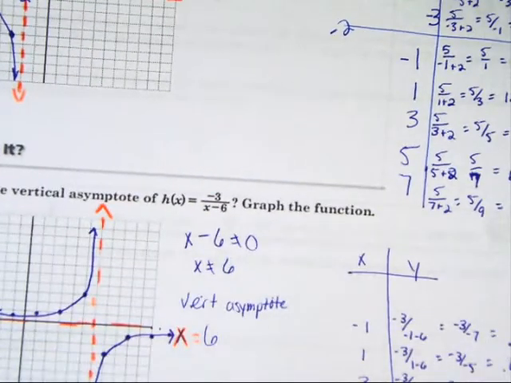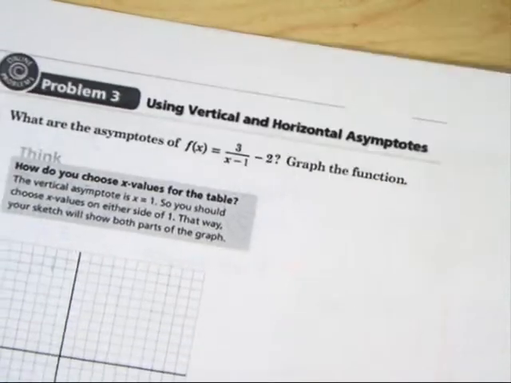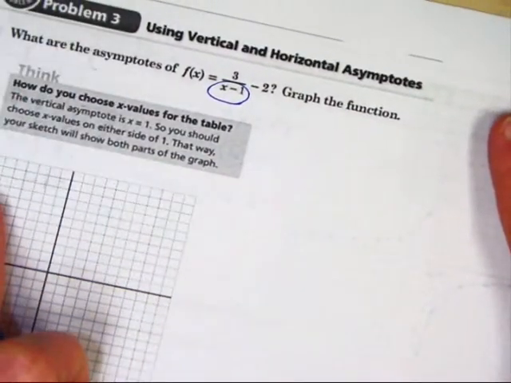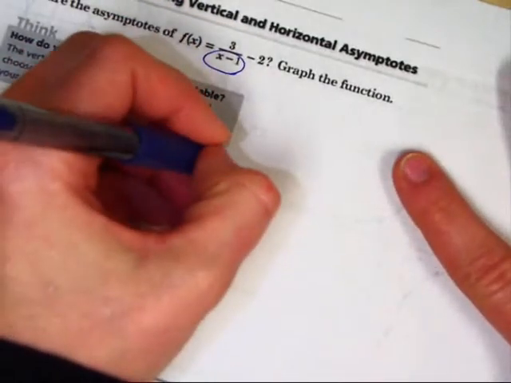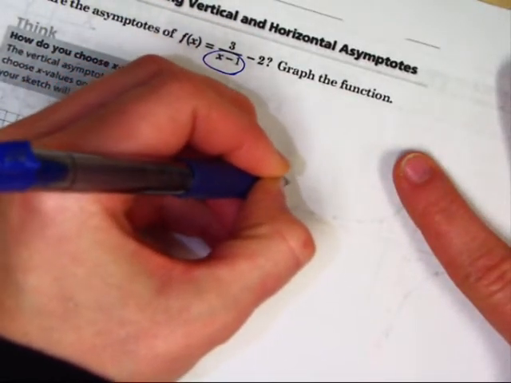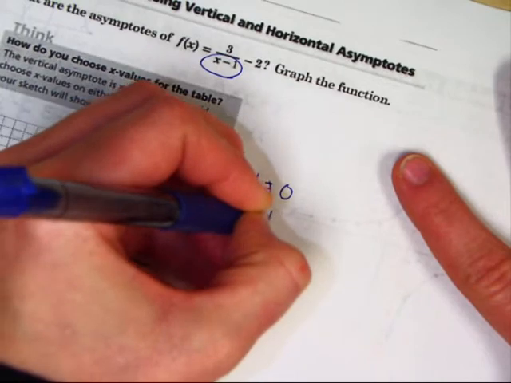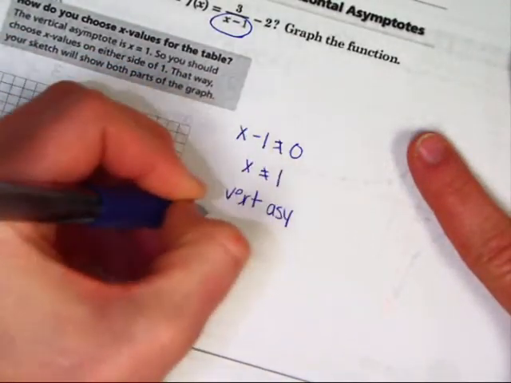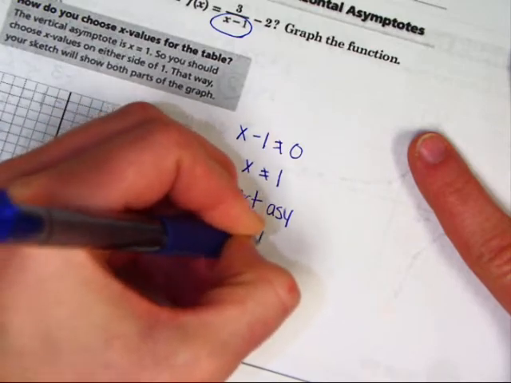Alright. So we talked about moving it left and right. Now what we need to do is talk about moving it up and down. Okay? So you guys see this x minus 1 here? We're going to tell the two asymptotes. So we're going to say x minus 1 is not allowed to be 0, so x is not allowed to be 1. Therefore, you got a vertical asymptote at x equals 1.